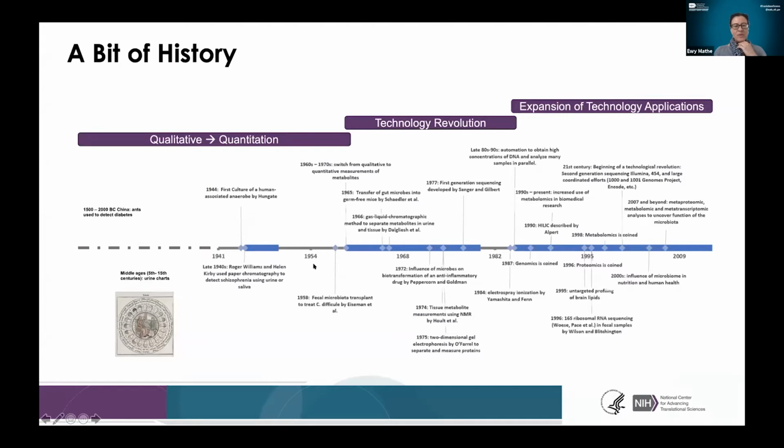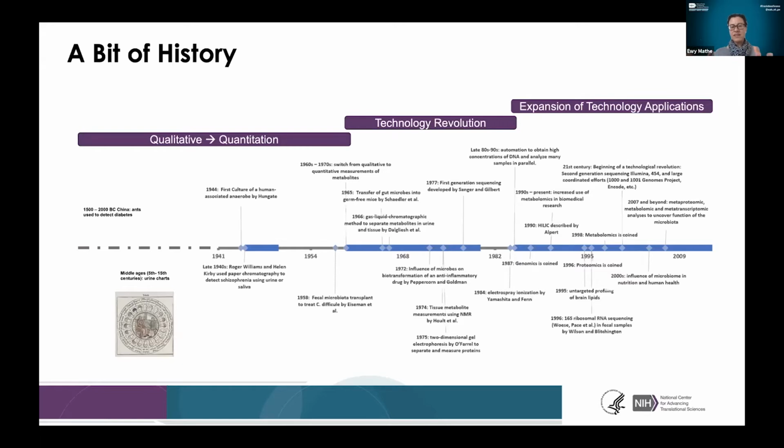Around the 40s and 50s, and prior to that, all the measurements in terms of genes or proteins were done at the qualitative level. Think, for example, of paper chromatography. It's not until the 60s and 70s that there was a switch from qualitative to quantitative measurements, where we were able to also separate molecules more efficiently, for example, with gas or liquid chromatography and first generation sequencing.